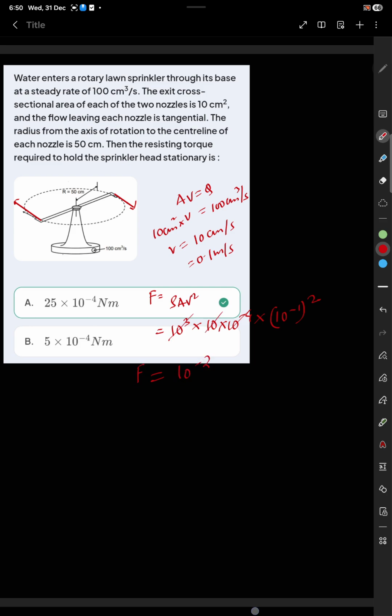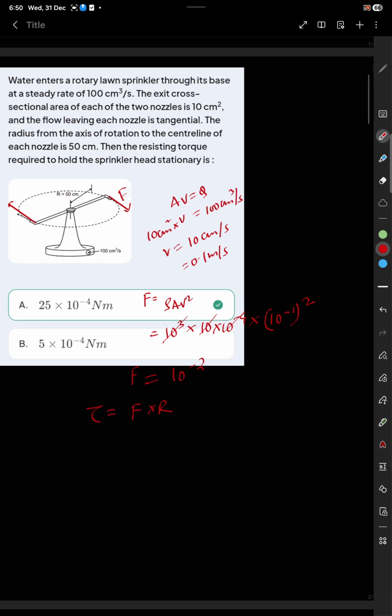Now torque is equal to force into perpendicular distance. So let's say this one will produce a force F into R, this one will F into R, so F into R into 2. So force is 10 to the minus 2 into 2, and the radius given is 0.5. So just put the values F, R, and this is 2 because there are two forces, so you will get the answer. It may happen that these options are given wrong, so whatever answer you get from this will be your final answer.